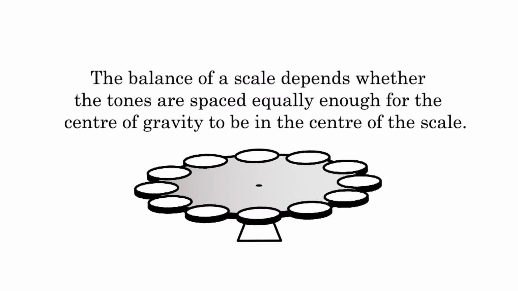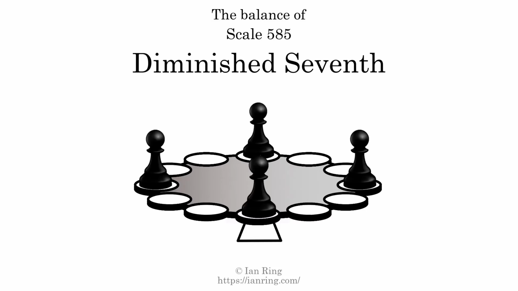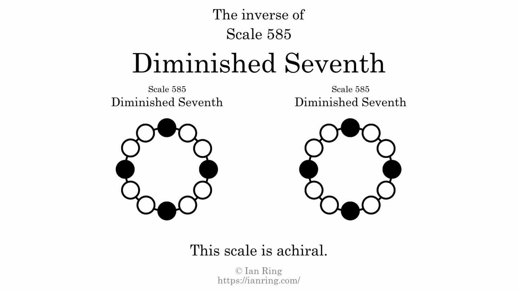The balance of a scale depends on whether the tones are spaced equally enough for the center of gravity to be in the center of the scale. This scale is balanced. The inverse of a scale is a mirror image. It is what you get when the sequence of intervals is reversed. This scale is symmetrical, its inverse is the same as itself.